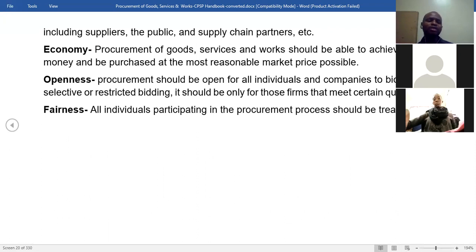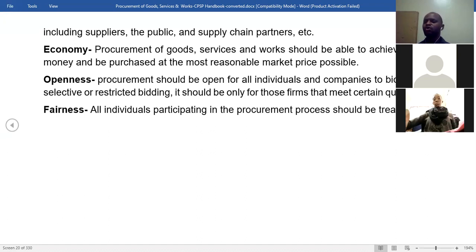The other important principle is the principle of economy. Economy basically is all about ensuring that when you're buying products, you are able to achieve value for money. So you're not supposed to buy expensive things when we have cheaper things in the market. You must ensure that you are buying your items at a reasonable price, and the price must also be affordable.